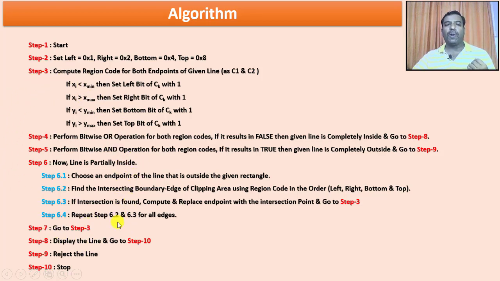We keep on performing this operation until either the case 1 is true, and the entire line is accepted, or the case 2 becomes true, that is, I reject the entire line. Any one of these cases should be true. Until then, I keep on repeating this process. So once any one of these conditions is true, either I display and exit or I reject and exit. This is how the algorithm works.